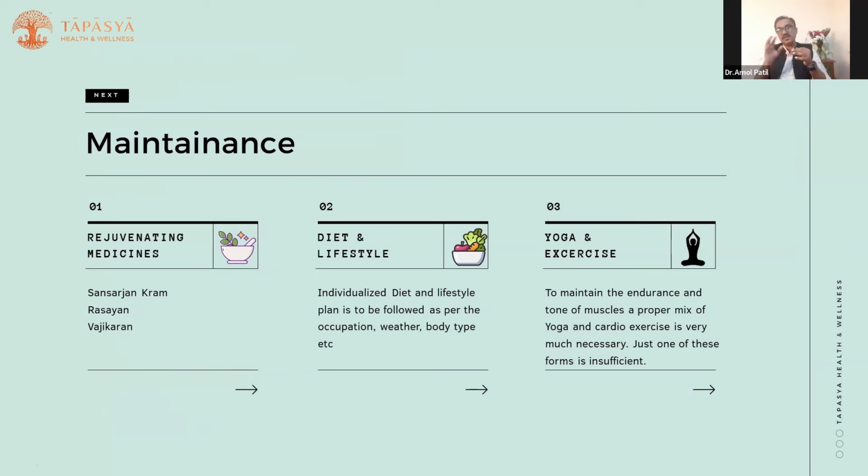Secondly, there are some rejuvenating medicines, as I mentioned earlier, which are called Rasayan and Vajikaran. One famous example of that is Ashwagandha and Chyawanprash. But that is not the only thing. There are so many such medicines, and which medicine has to be consumed by whom, on the basis of our body type and multiple factors, has to be decided by the doctor, not on our own.